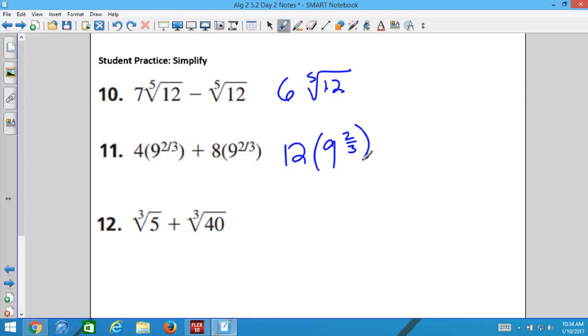I just brought down the subtraction sign. I brought down that cube root of 2. Alright, so we've got 3 of them here. We've got 1 of them here. And we're done. We've got 2.